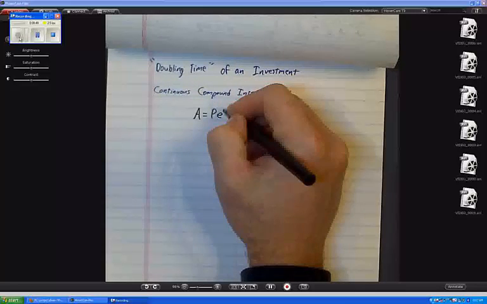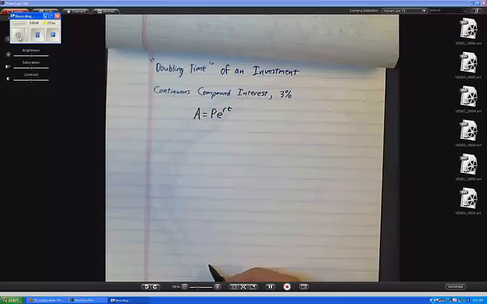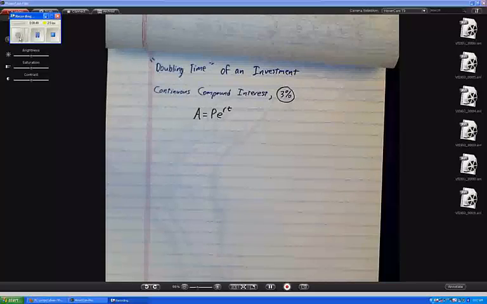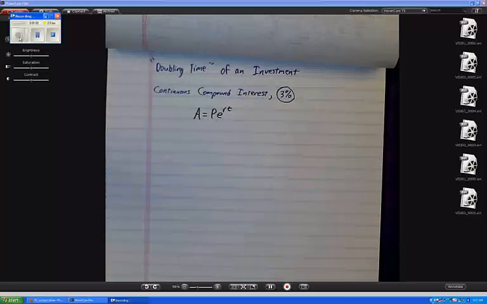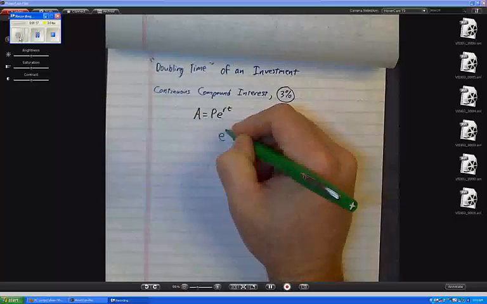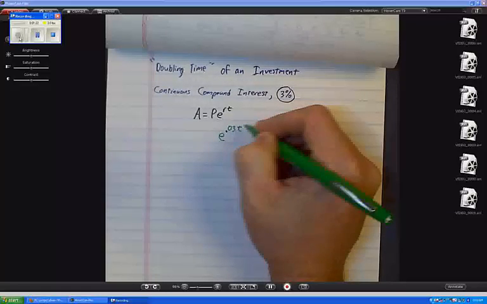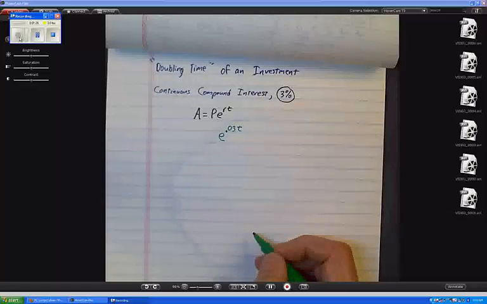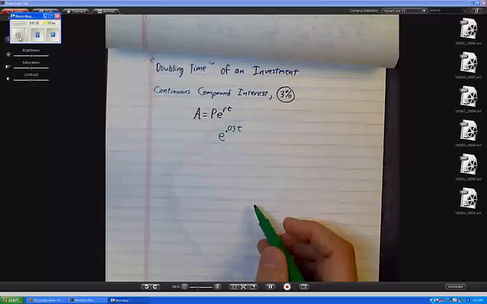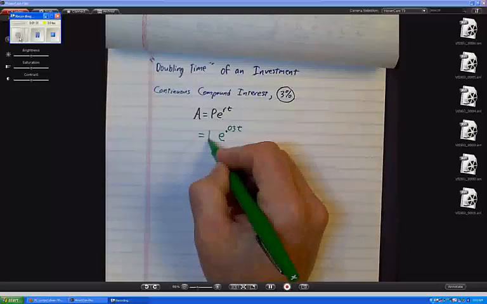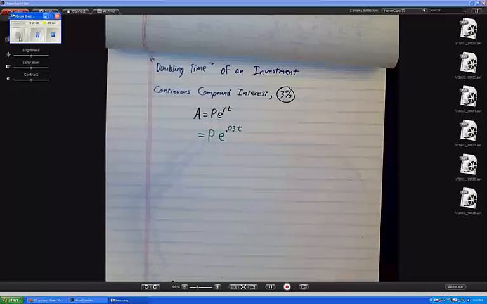Okay? And now, the fact that I have 3%, what can I do? What do I do with the 3%? Where does that go? In the r, right? So we're going to rewrite this as e to the 0.03t. And now, whatever amount you picked, that goes in for P. I'm just going to write P here. I don't know. Some of you picked 100, some of you picked 1,000.